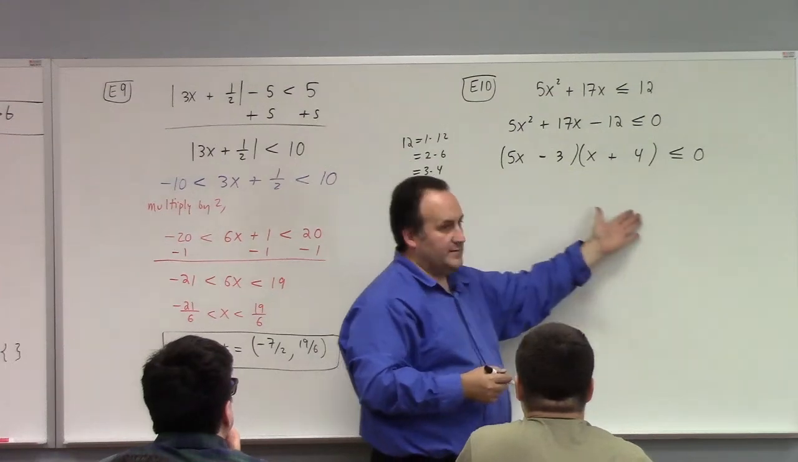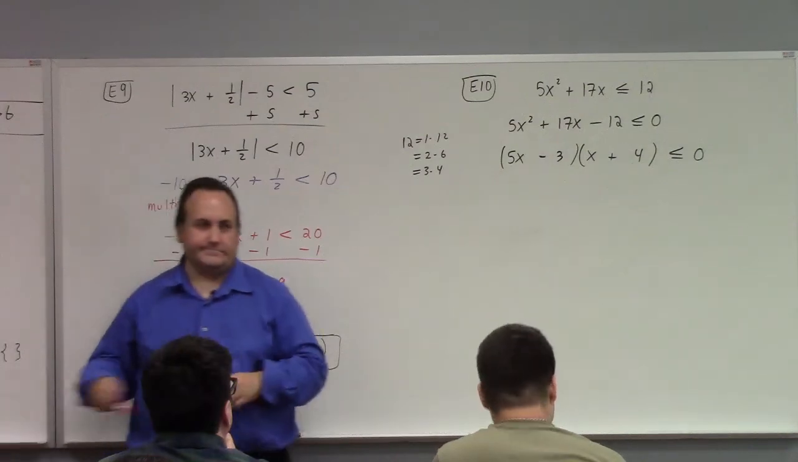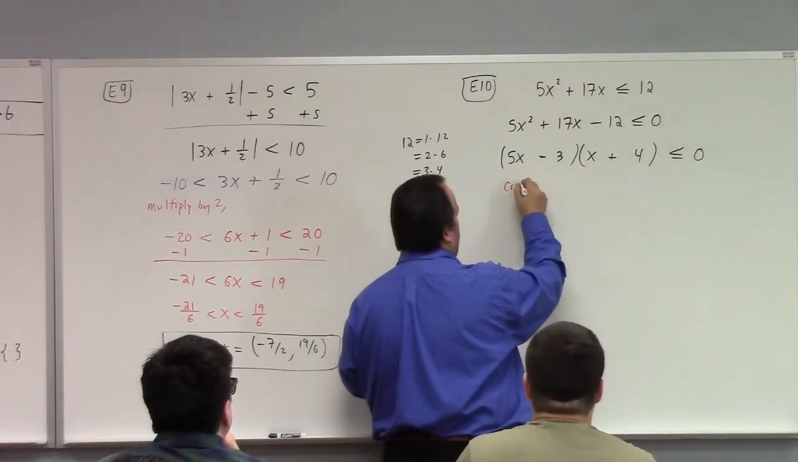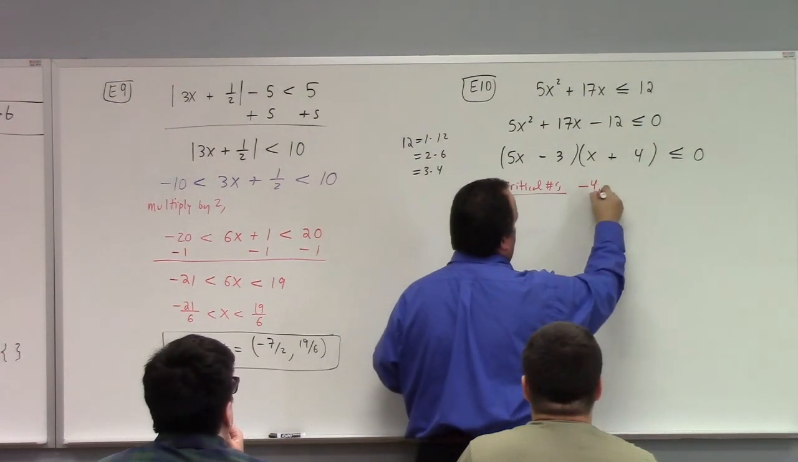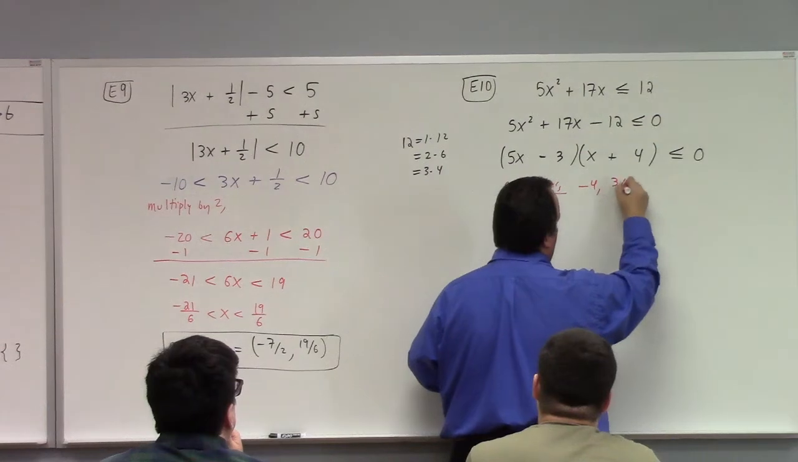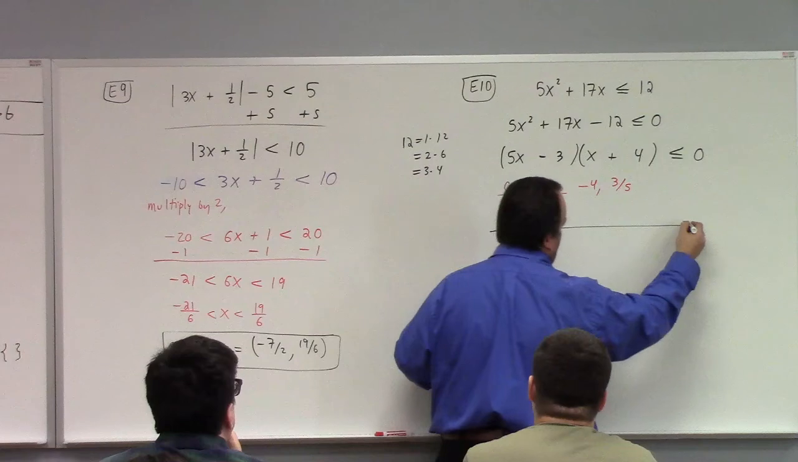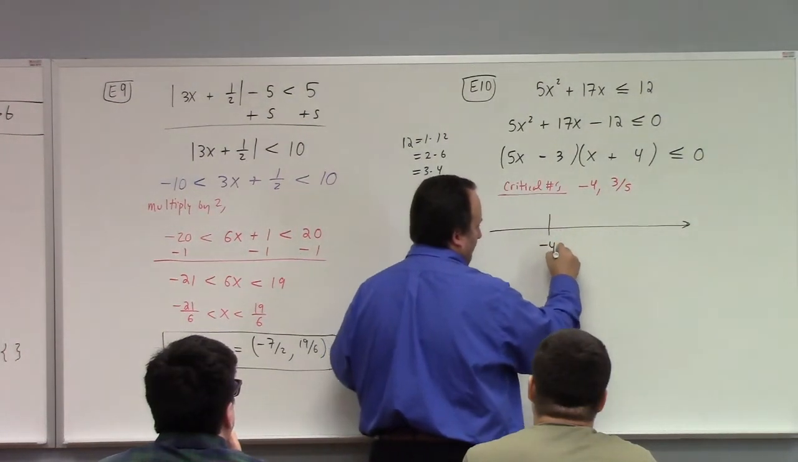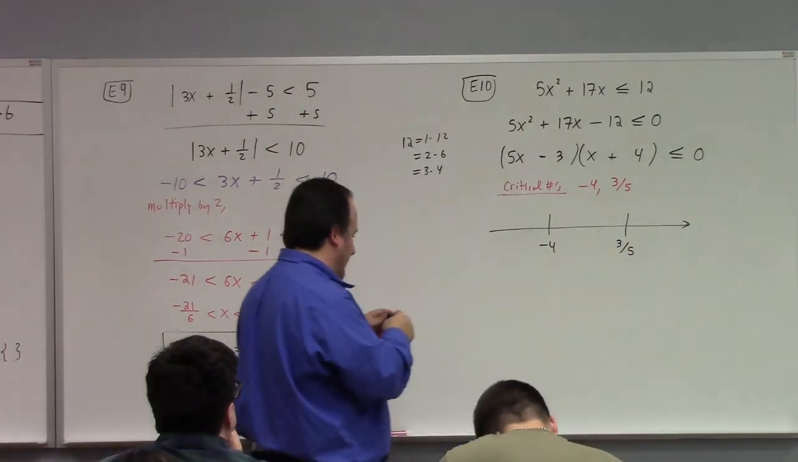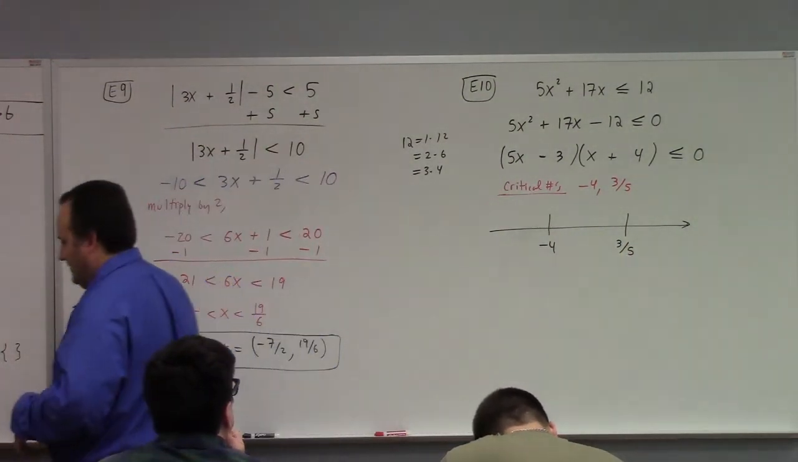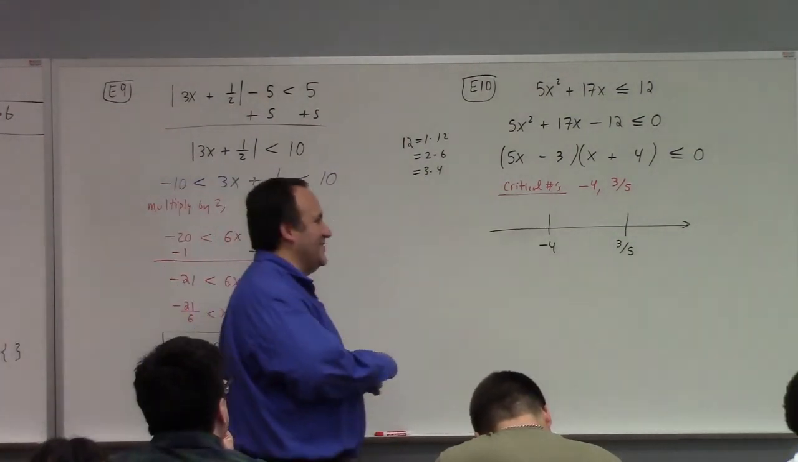We get it all. So we got it. Now what are the critical numbers? I heard negative 4 and what? 3 over 5. Very good. Now we draw our number line. Which comes first? I think the minus 4, right? How many problems have had minus 4 in today? Like we keep running into problems with minus 4. And then what? Plug in 0.